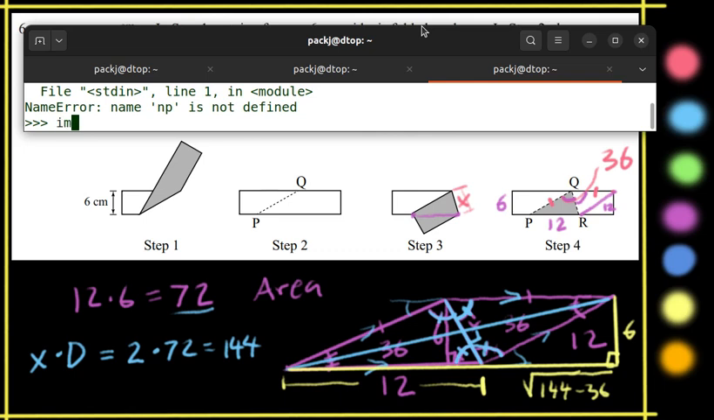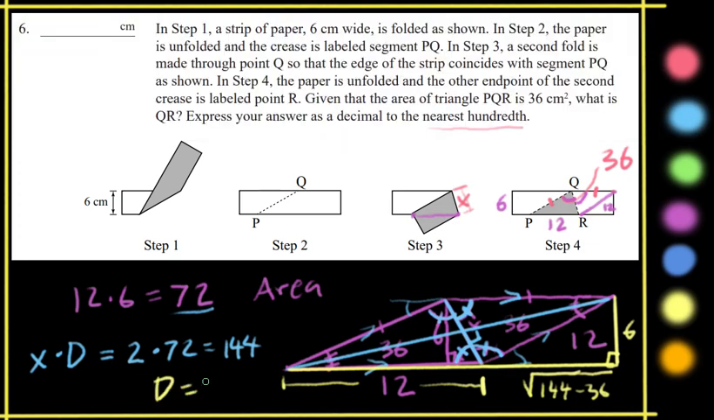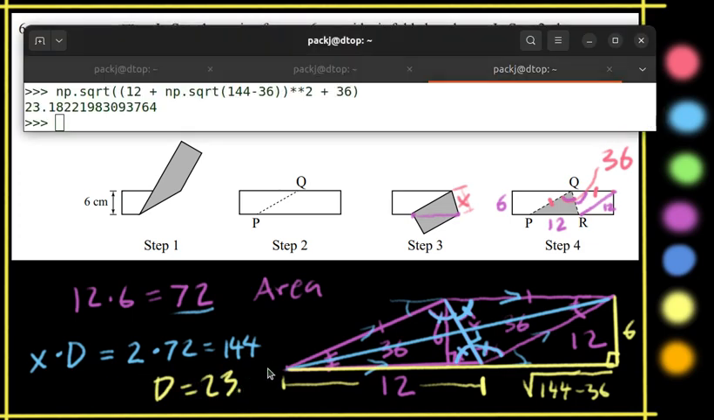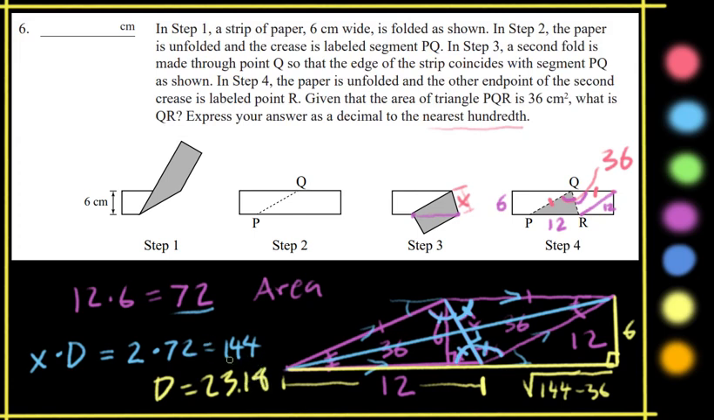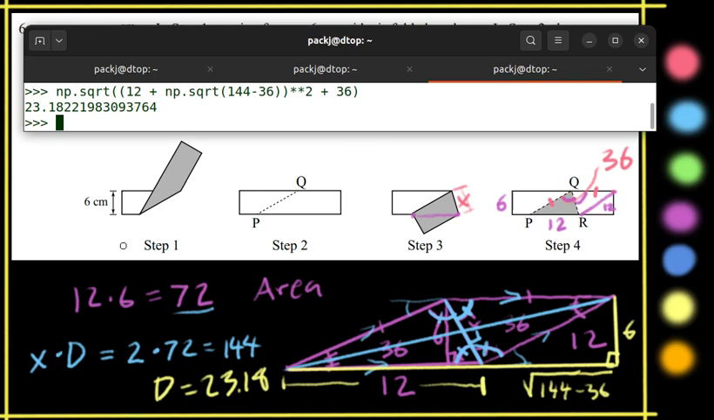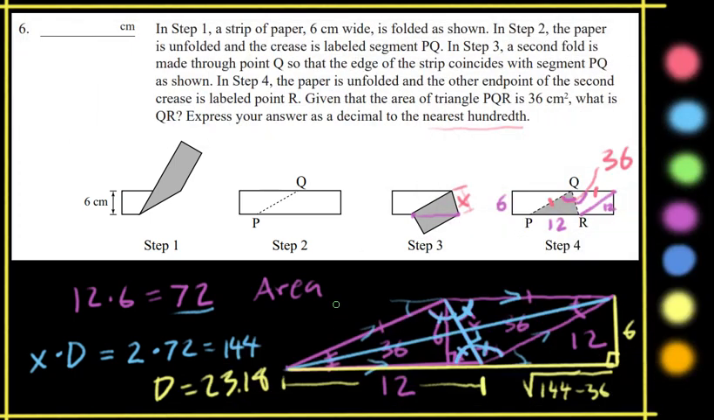Oops, I forgot to import NumPy. So that 23.18 should be this long diagonal. D is equal to 23.18. So we can take 144 divided by that. That should give us x. 144 divided by that thing, and that gives us 6.21. They wanted it to the nearest hundredth, so 6.21 is going to be our answer. That is what we were looking for, this distance here, this x.